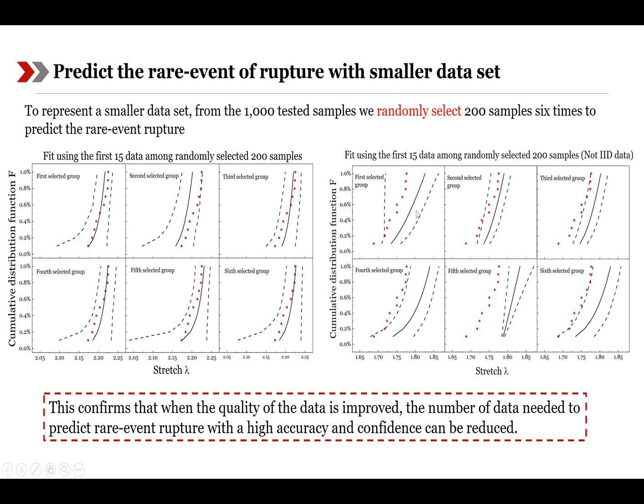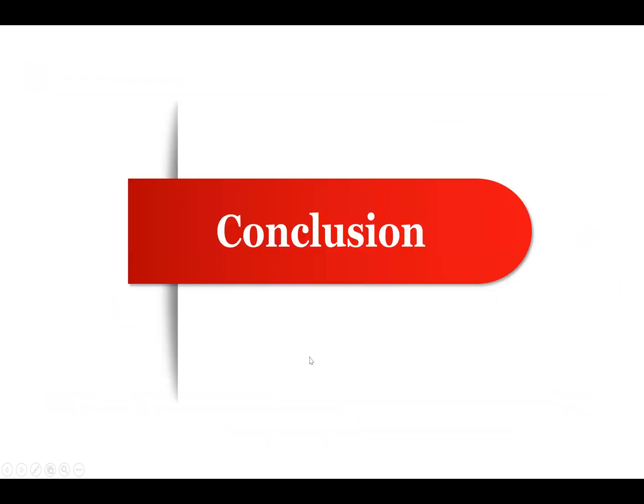By comparison, the prediction of the real event using 200 samples in our previous experiments is not good. This confirms that when the quality of data is improved, the number of data needed to predict real event rupture with a higher accuracy and confidence can be reduced. Next is the conclusion.